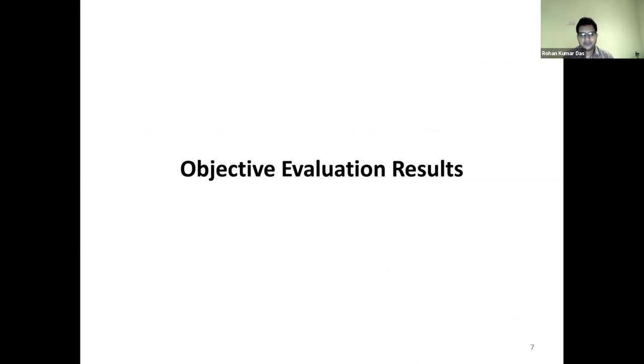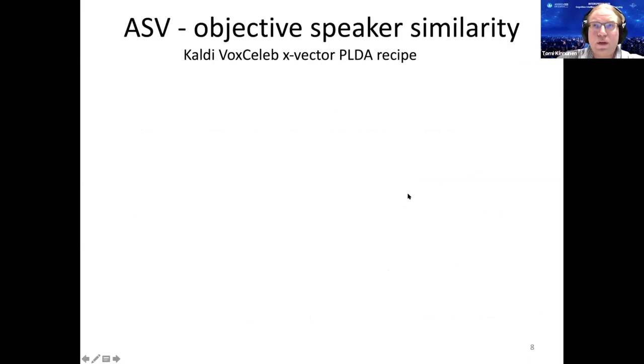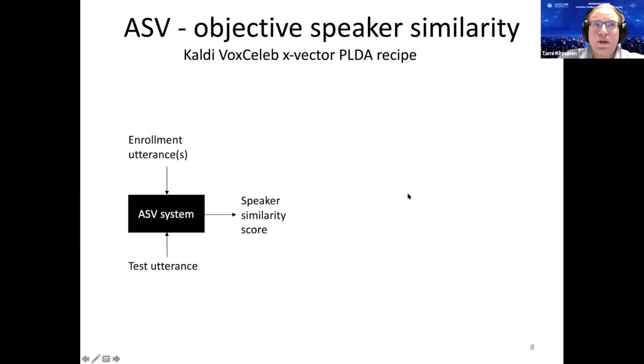Thank you. So let's look at the ASV system. Here we use the Kaldi x-vector recipe to score the different voice conversion entries. Generally, we treat the ASV as a black box, which receives two speech inputs, an enrollment or training utterance and a test utterance. And this black box gives us a speaker similarity score.